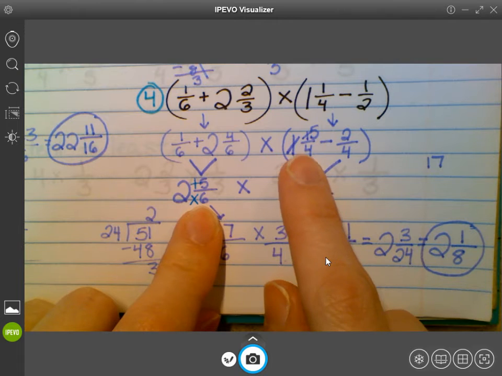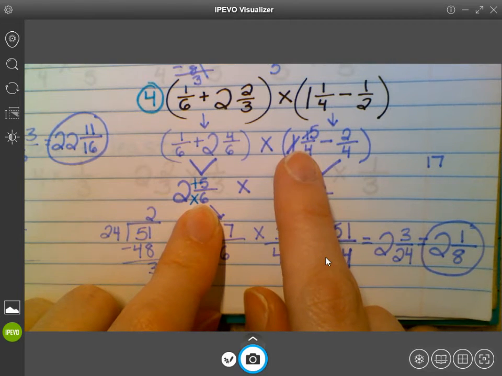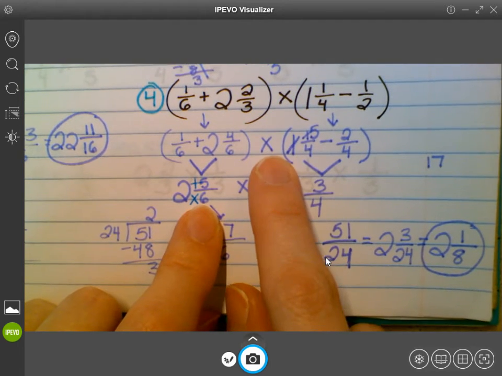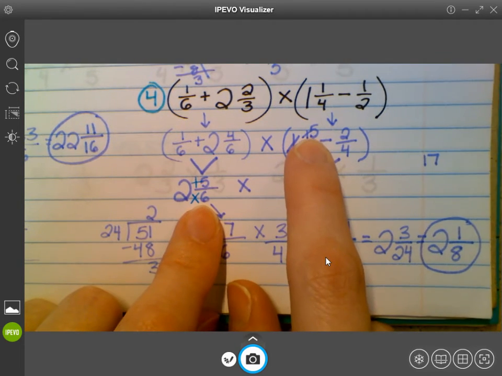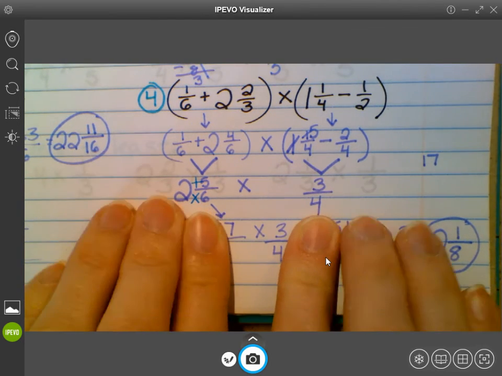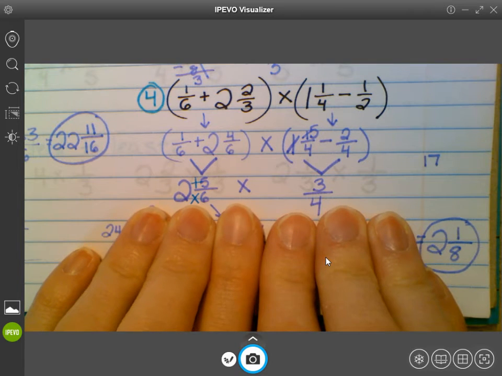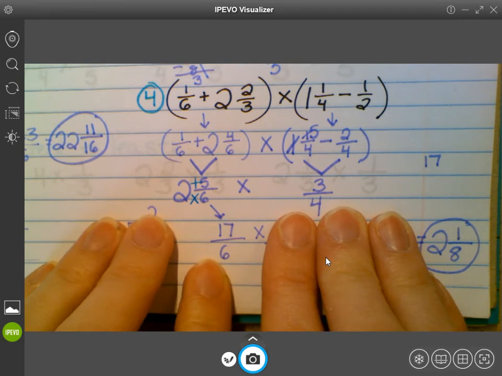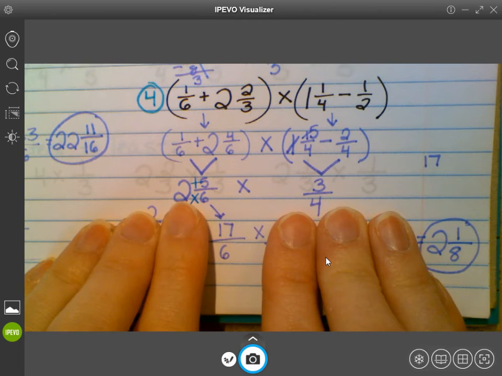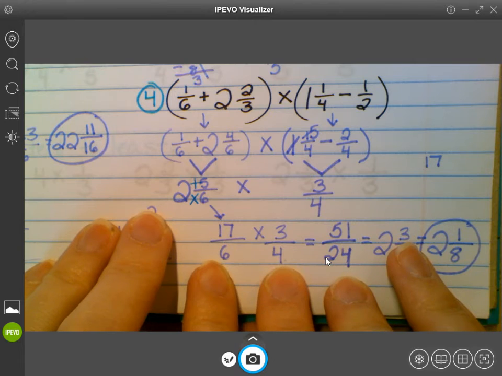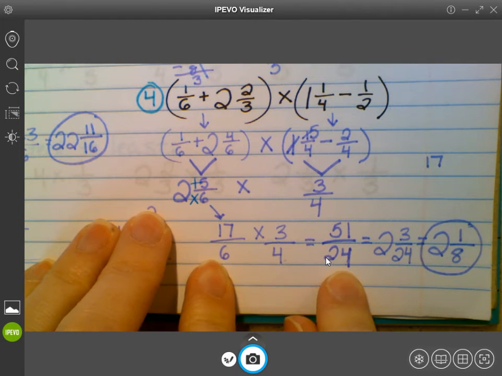And then for 1 1/4 minus 2/4, I can't subtract 2/4 from 1/4. So I borrowed from the whole number 1. My numerator became a 5. So then I could take 5/4 minus 2/4, and that got me 3/4. So then I had 2 5/6 times 3/4. So I converted my mixed number into an improper fraction here. So 6 times 2 is 12, plus 5 gets me 17. So 17/6 times 3/4. That got me 51/24.